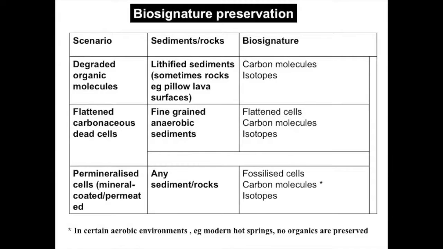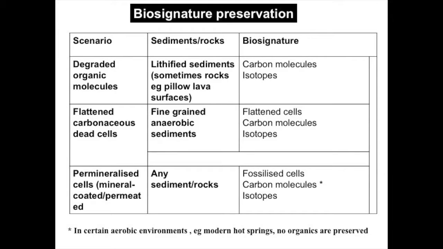And then there are the organisms that are actually replaced by minerals. The replacement can be exquisite, and I'll show you some really beautiful examples. I have to say I'm very subjective because I like this subject. This is my own personal subject, so take me with a pinch of salt. This can happen in any kind of sediments and rock. It can be anaerobic or aerobic. So you can have the fossilized cells, colonies, even structures like stromatolites. And if in anaerobic environments the carbon's preserved, you can analyze the carbon molecules and the isotopes.